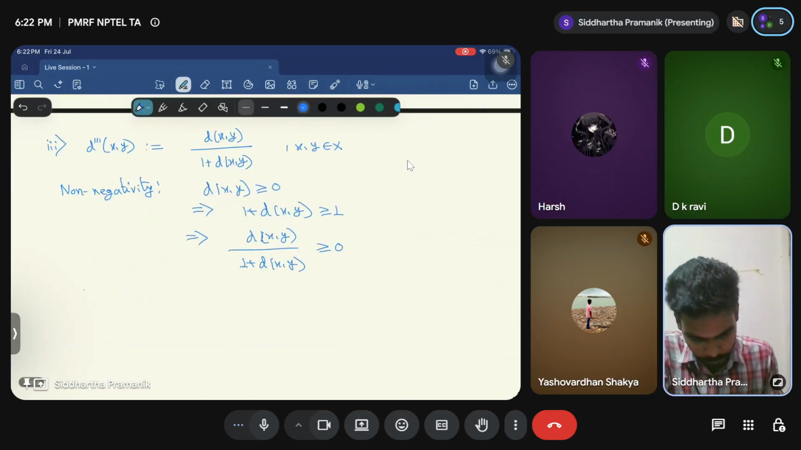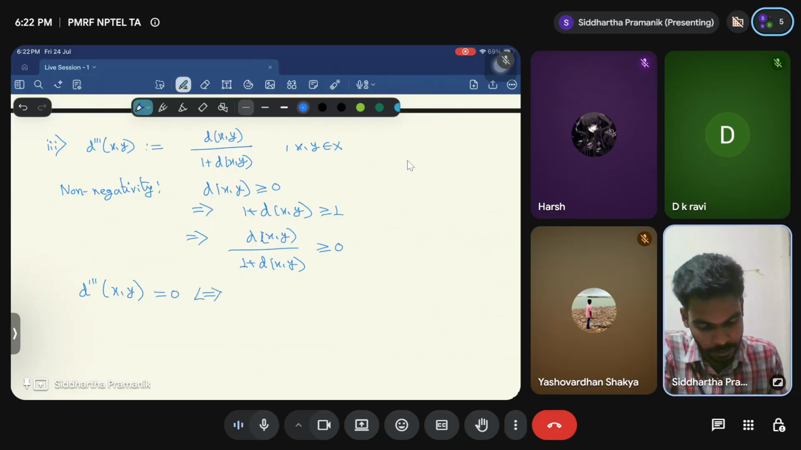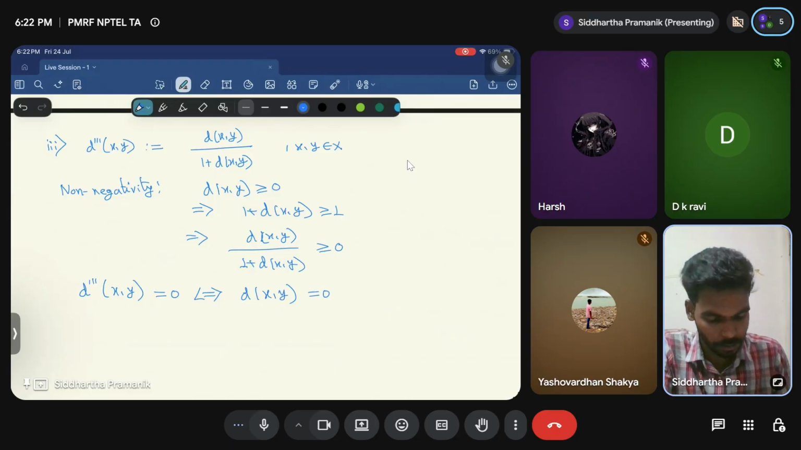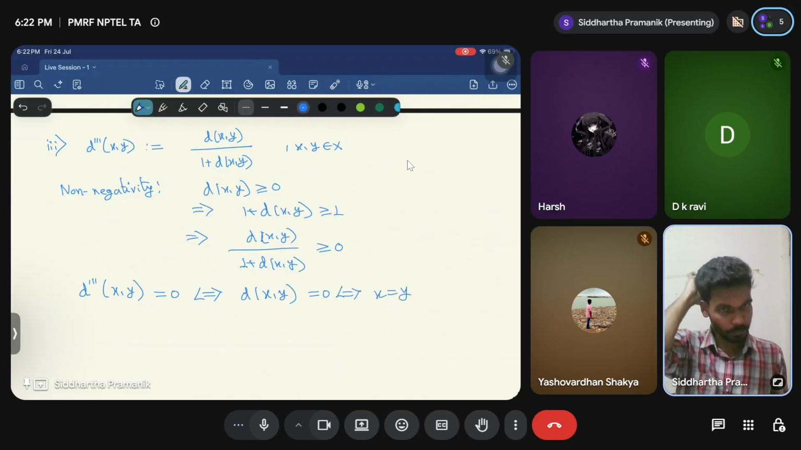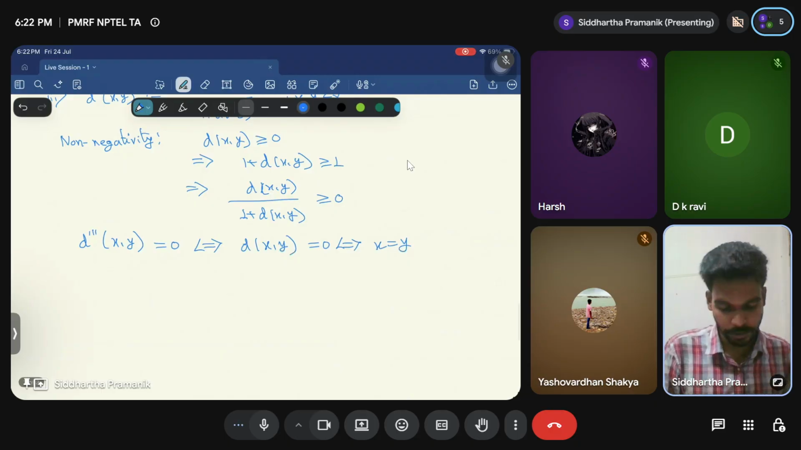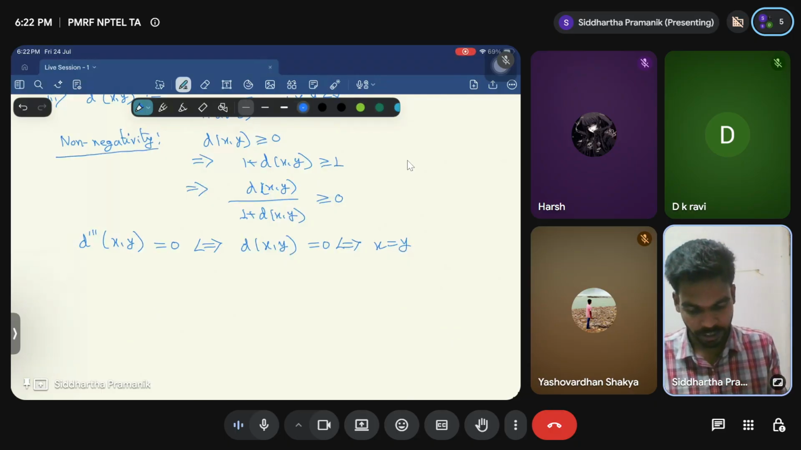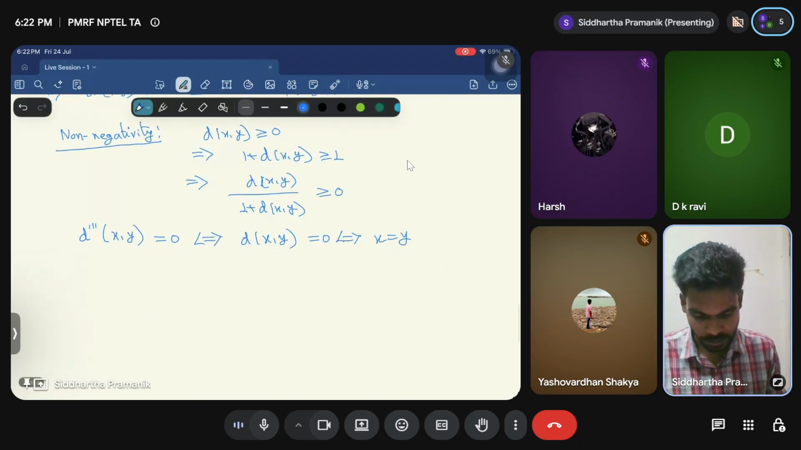And d triple prime of x, y is 0. So this will be 0 if and only if the numerator is 0. So that is true if and only if d of x, y is 0. And since d is a metric, this is true if and only if x equals y. So this part is more or less trivial. So non-negativity is done. Now the symmetry.